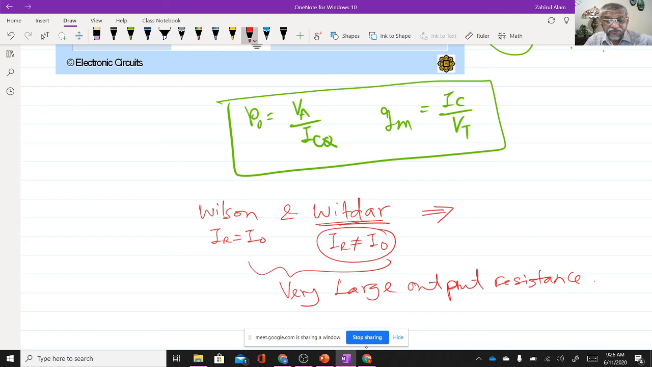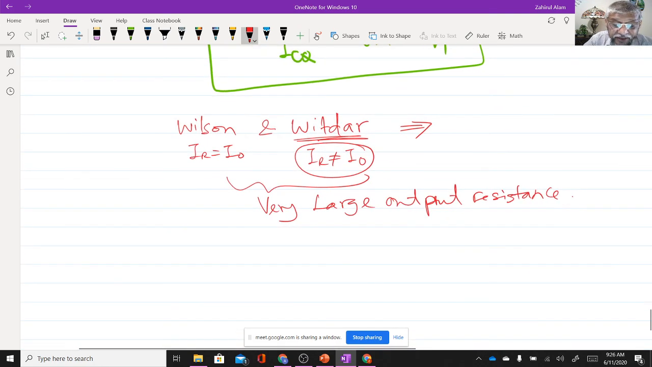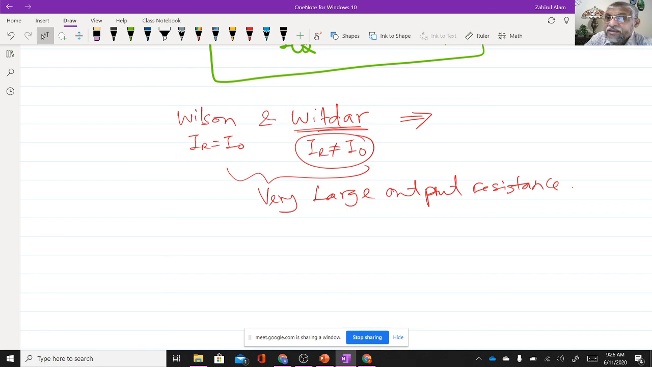So these are the 4 configurations we have studied, and for MOSFET we are going to consider only one configuration. Today I am not going to start MOSFET. So this is up to this level. Any questions, brothers and sisters?